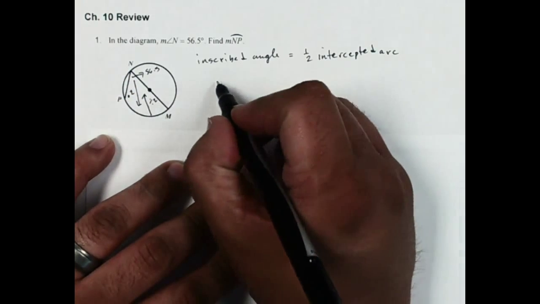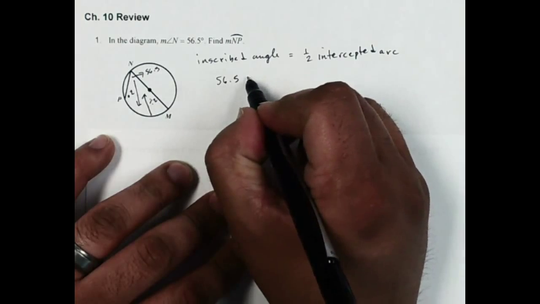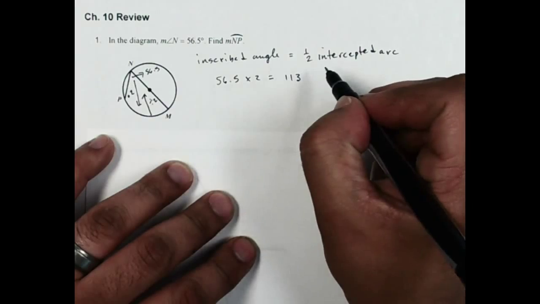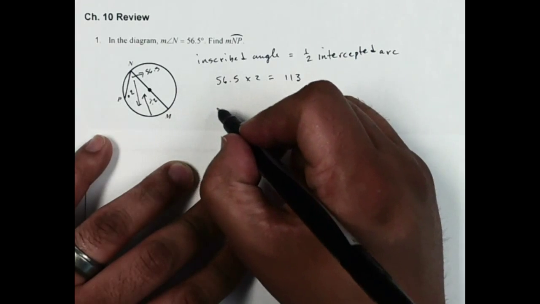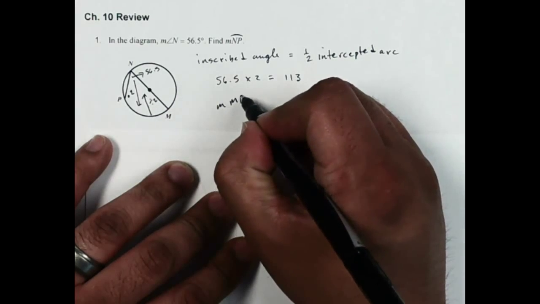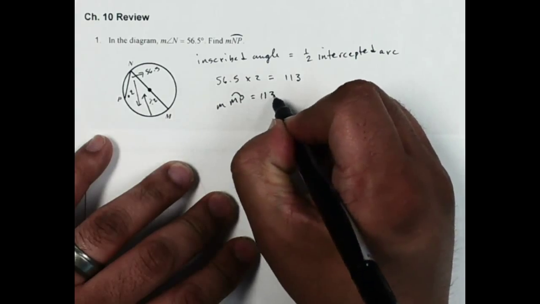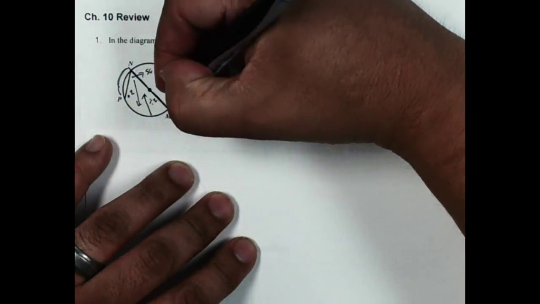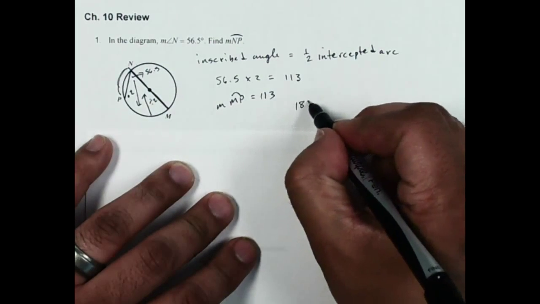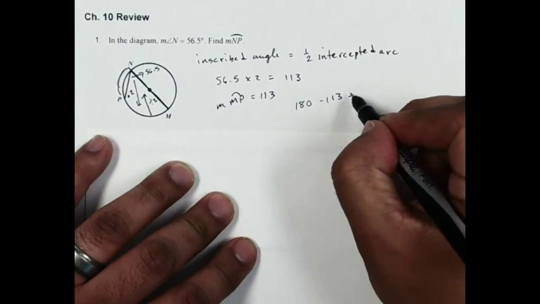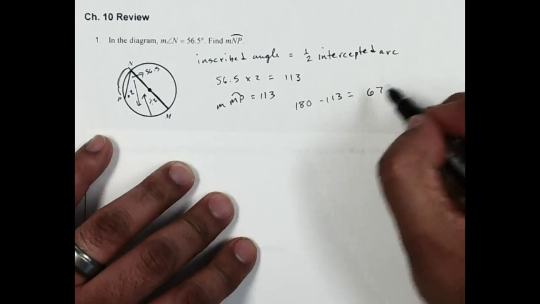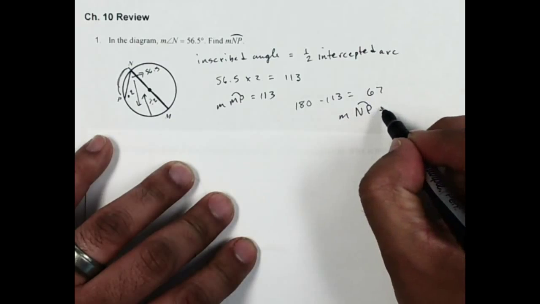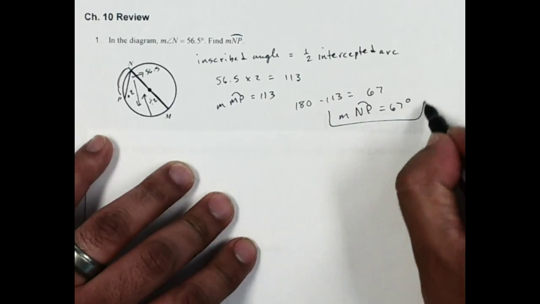So in this case, I'm going to do 56.5 times 2, which comes out to be 113. Okay, but that's this arc MP. I want NP, which is over here. Since this right here is a diameter, I'm going to do 180 minus 113, and that equals 67. So the measure of the arc NP is going to be 67 degrees.